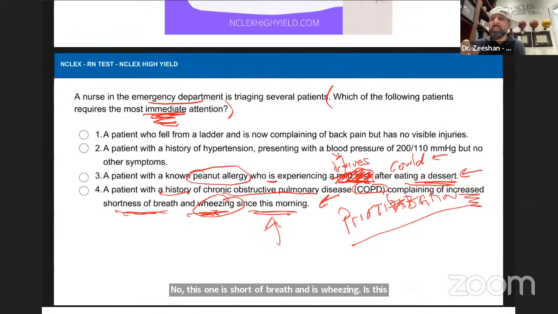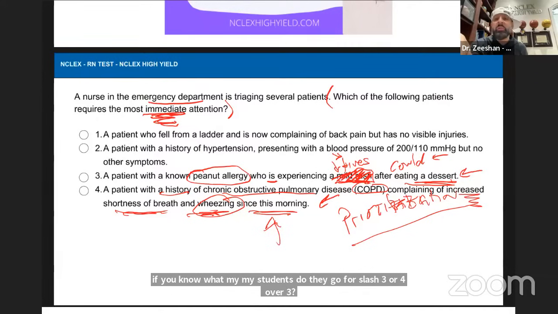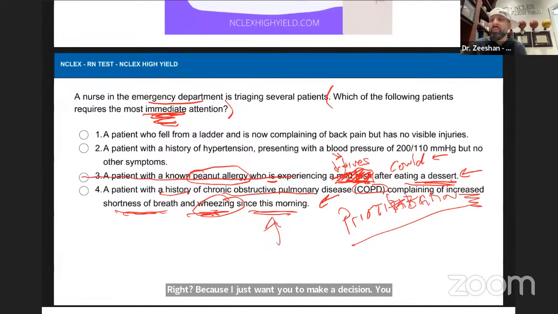Is this one exacerbating or having an exacerbation? Yes. So now I pose the question again. Do I keep 4 or do I keep 3? I'm just comparing 2. Now we're going to go 4/3. So if you notice what my students do, they go 4/3 or 4/3, right? Because I just want you to make a decision. You know why we do this? And this is called Dr. Zishan's method. Why do we do this?